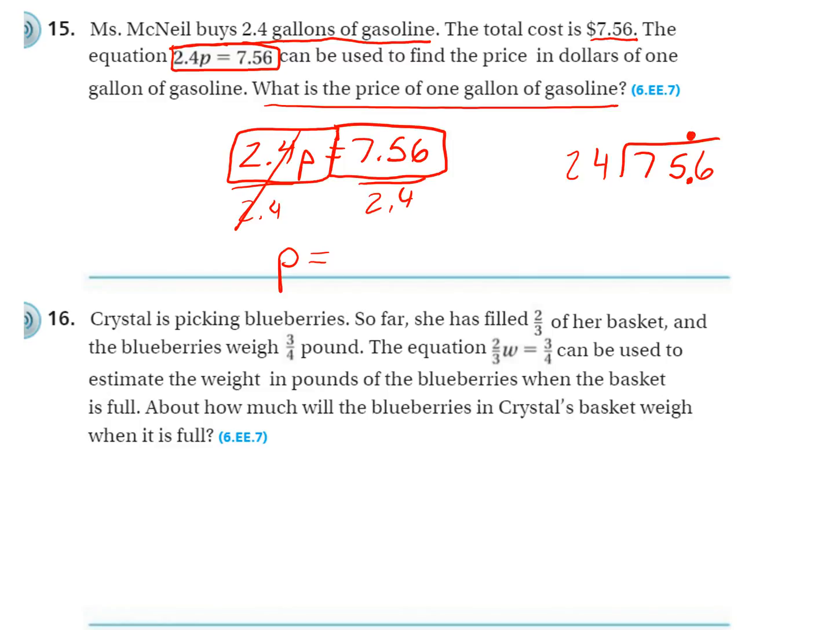And now I'm doing my division, 24 into 75.6. And this answer will tell you what P equals. And you can take this answer and plug it in for P and check. Does this answer times 2.4 give you 7.56? If it does, this answer will check out for you.